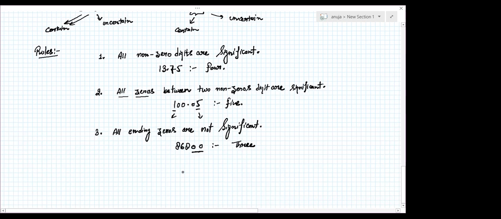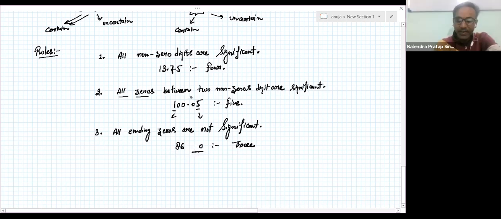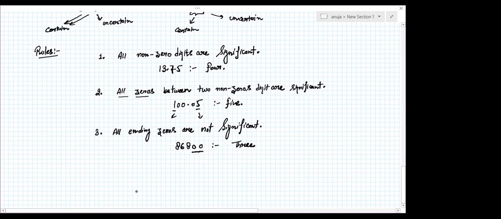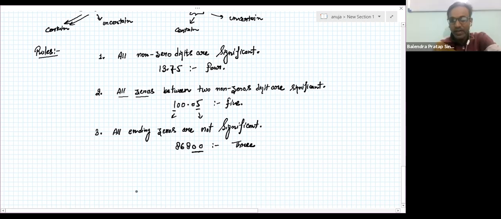Is it clear? So that is 86800, right? Yes, 86800. So the significant figures are 3. Okay, these three rules are very easy.